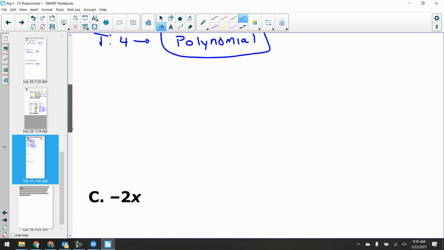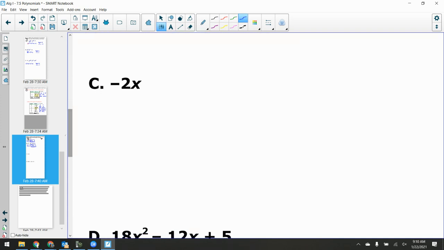Let's take a look at our next one. What's the degree of that? 1. Please don't say 0. It's 1. It does have a variable, so it's 1. How many terms? 1. Okay, so let's look at the ones. That's a, sorry, not constant. It's a linear monomial.